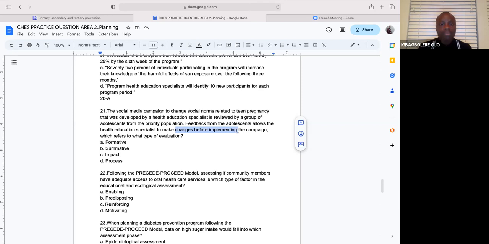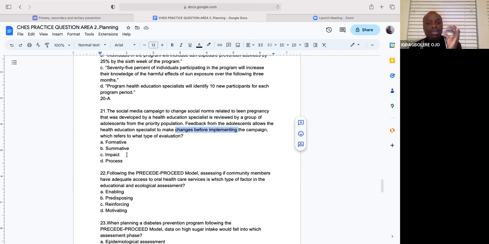So let's look at the options. Impact. When we talk about impact, it's always about knowledge, right? You want to measure the knowledge, the behavior change, the attitude change. This question has nothing to do with that. Summative, the totality, the complete outcome, the complete intervention package. It is not even complete. We are still thinking of making changes, so it cannot be summative.